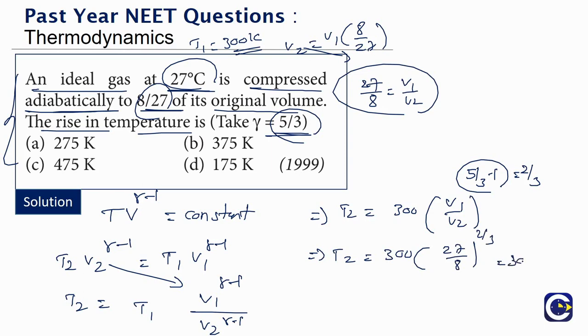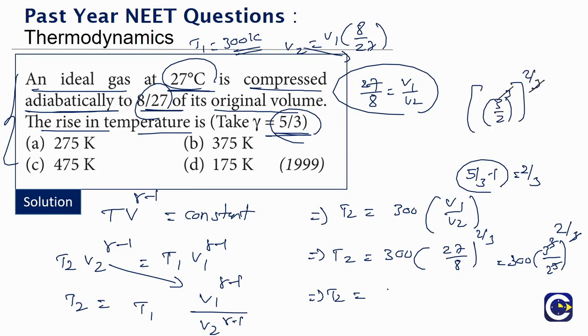So this 27 can be written as what? 3 cube. 8 can be written as what? 2 cube. Whole power 2 by 3. So what we see is the power 3 will get cancelled. How? Because it is like 3 by 2 whole cube whole power 2 by 3. So the power 3 will get cancelled. So what you will have is 300 into 3 by 2 whole square. What is 3 by 2 whole square? It will be 3 square is 9, 2 square is 4. So what is it? 300 into 9 by 4.